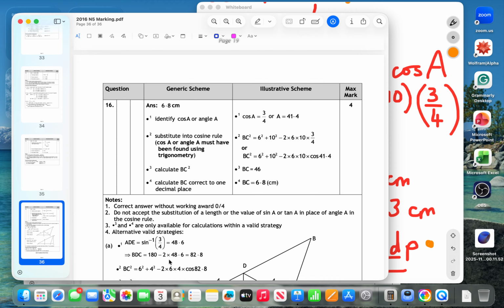The reason is because the examiner is looking to assess your knowledge of the sine and cosine rules and knowing when to use which one. But if you don't show the steps, then they don't know that you know those, or sorry, you don't have to know those because they're given to you, but you need to know how to use them and when to use which one.